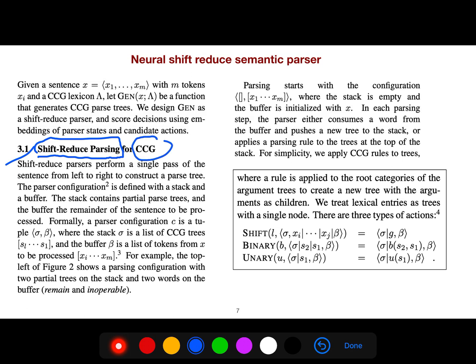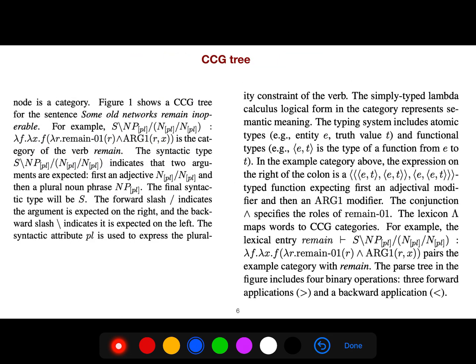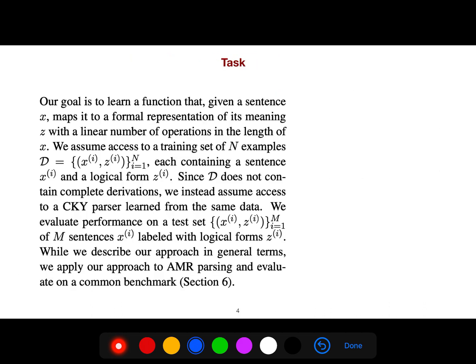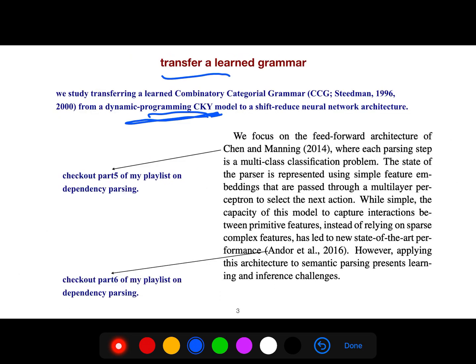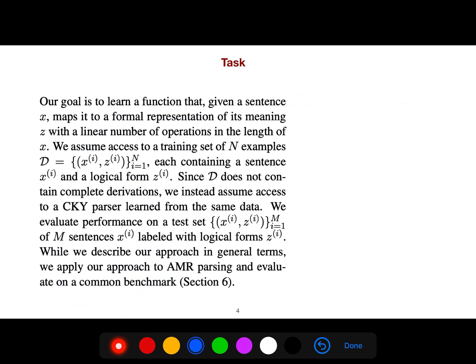But here we are using it for combinatory categorial grammar. I have a playlist for combinatory categorial grammar that you may be interested in. So let's go to the CCG tree. This is an example I've explained several times. But here, if you check part 5 of my playlist on dependency parsing, and also part 6 of that playlist, then you're ready to understand this lecture. So please watch these 2 lectures on my YouTube channel so that you can understand and appreciate this article.